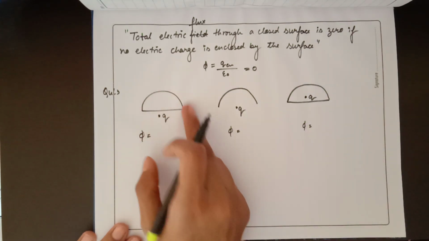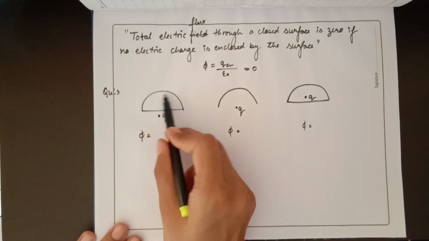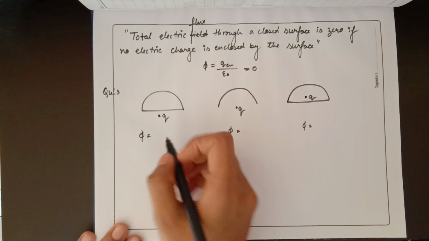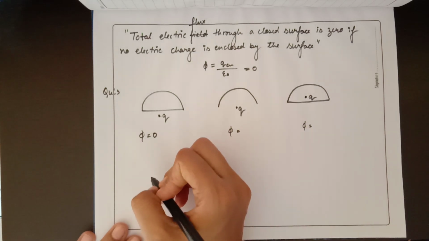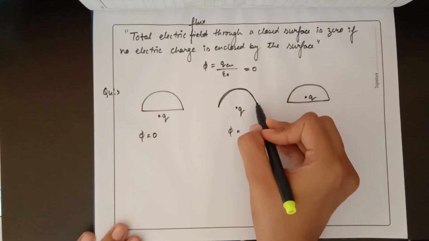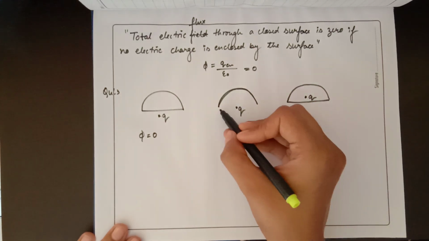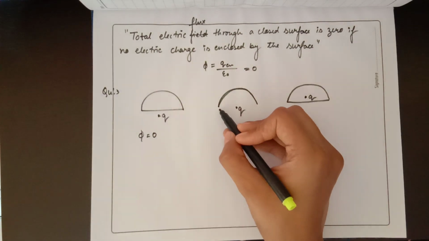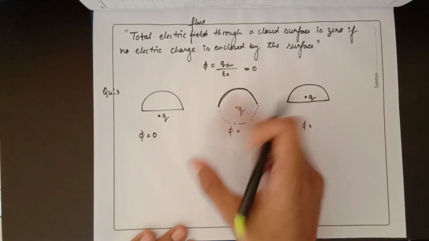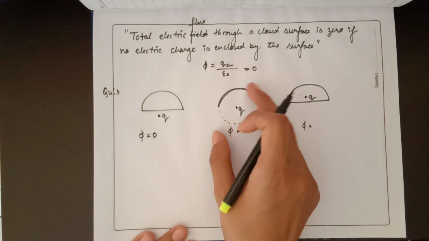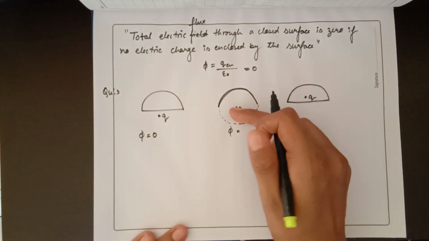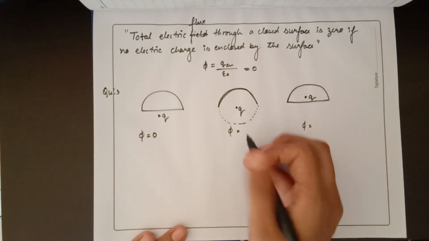As you can see, this is a closed surface. It is closed from every side, and q is placed outside this surface. So flux here will be 0. And in this case, this is a half arc and q is inside this. If I want to make it complete, it will be like this. This is the whole surface and this is half. So it is asked to calculate the electric flux through this half.